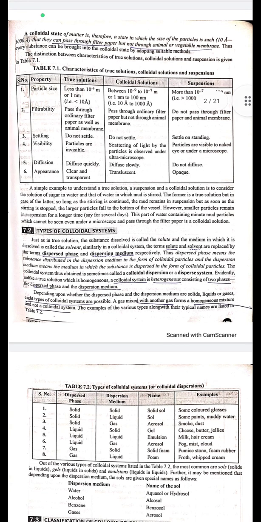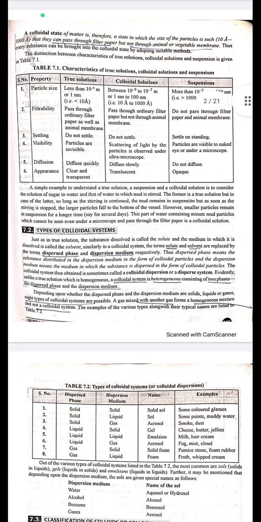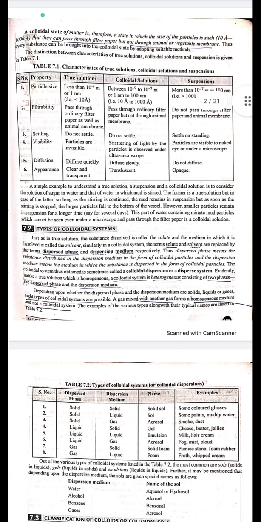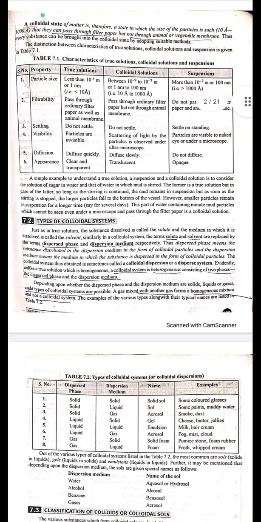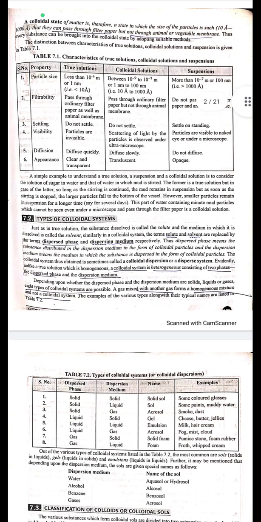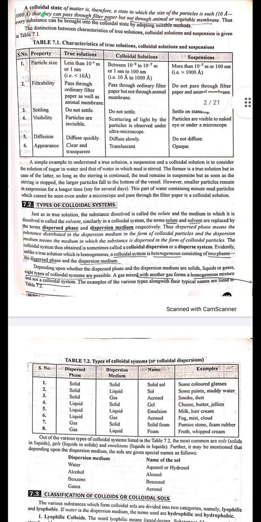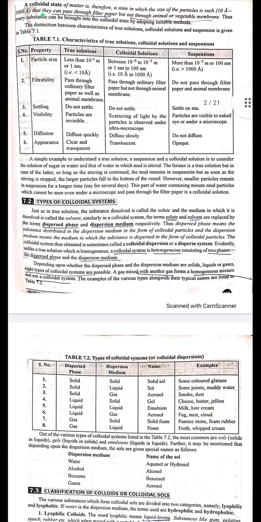Article 7.2 Types of colloidal systems. Just as in a true solution, the substance dissolved is called the solute and the medium in which it is dissolved is called the solvent. Similarly, in a colloidal system, the terms solute and solvent are replaced by the terms dispersed phase and dispersion medium respectively. Thus, dispersed phase means the substance distributed in the dispersion medium in the form of colloidal particles, and the dispersion medium means the medium in which the substance is dispersed in the form of colloidal particles. The colloidal system thus obtained is sometimes called a colloidal dispersion or a dispersed system.